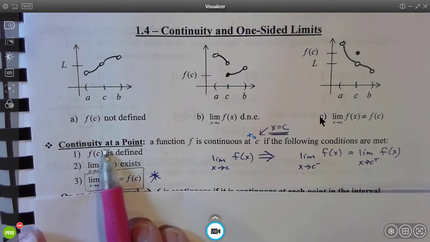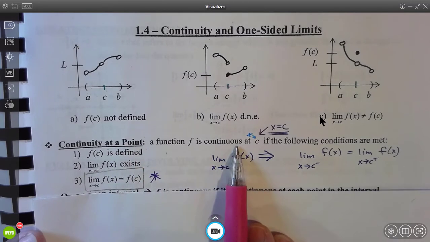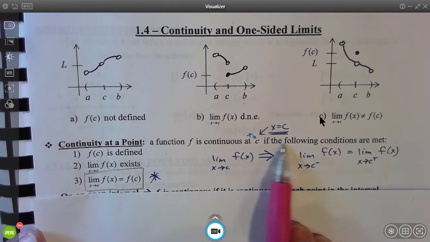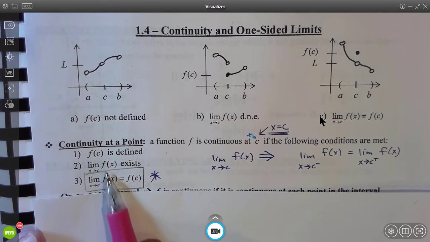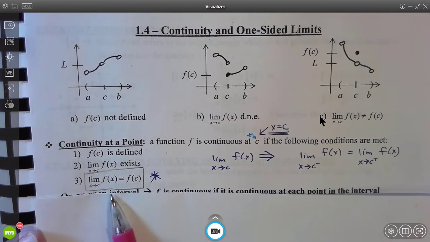So continuity at a point. A function f is continuous at x equals c if the following conditions are met. 1, that f of c is defined. 2, the limit as x goes to c of f of x exists. And the biggie for today, that the limit equals the y value when you get there. The limit as x goes to c of f of x equals f of c.